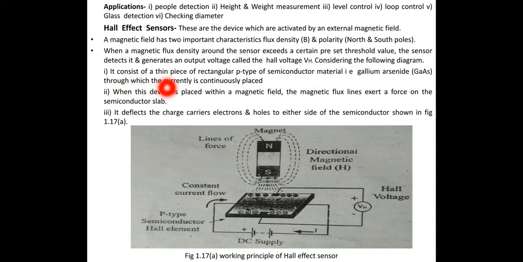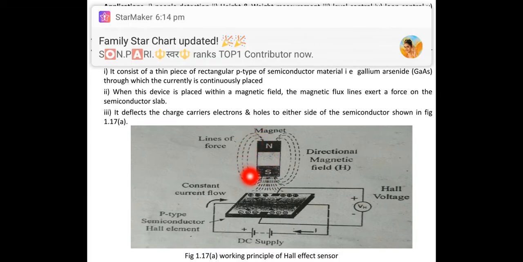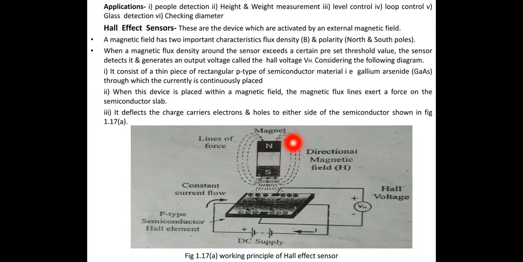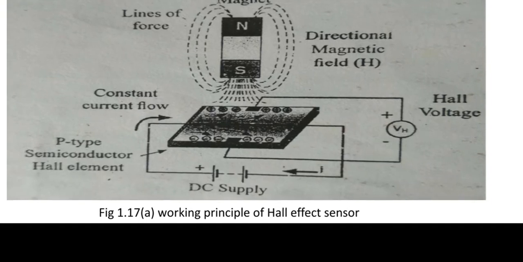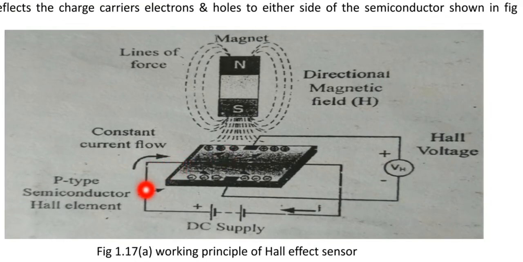Now it consists of a piece of rectangular P type semiconducting material. You see here, this is the magnet, N pole, S pole. So these are the magnetic lines of force. Now you see, this is the rectangular plate. One terminal is connected to the positive side, and one end is connected to the negative side. Again you see here, it is connected to the DC supply, positive pole, and this is the negative pole.